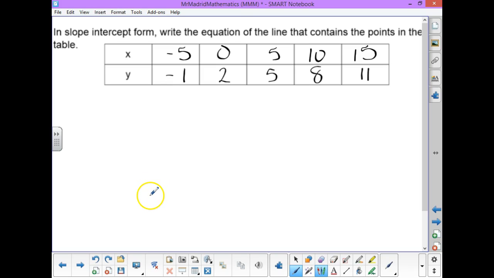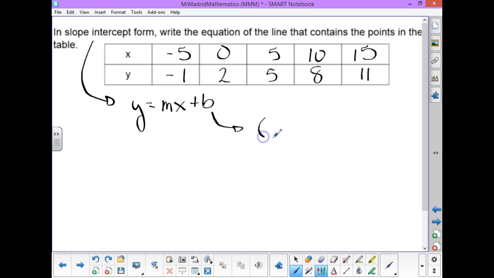In slope-intercept form, write the equation of the line that contains the points in the table. Okay, so again, slope-intercept form. Okay, hopefully you recognize it. We just talked about it as y equals mx plus b. So you need an m and a b. Now your b is your y-intercept. Okay. So if it is your y-intercept, okay, you know that x has to be 0 and y is some number. Okay. In particular, that number is b.